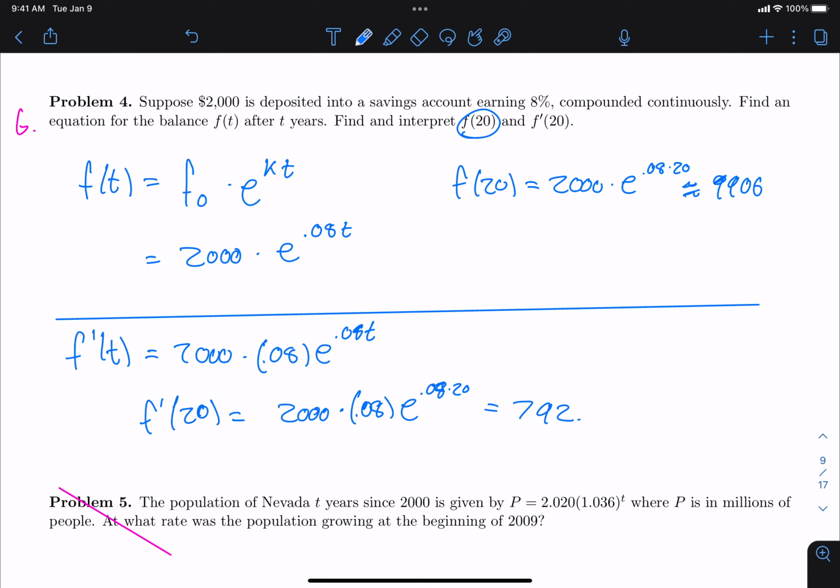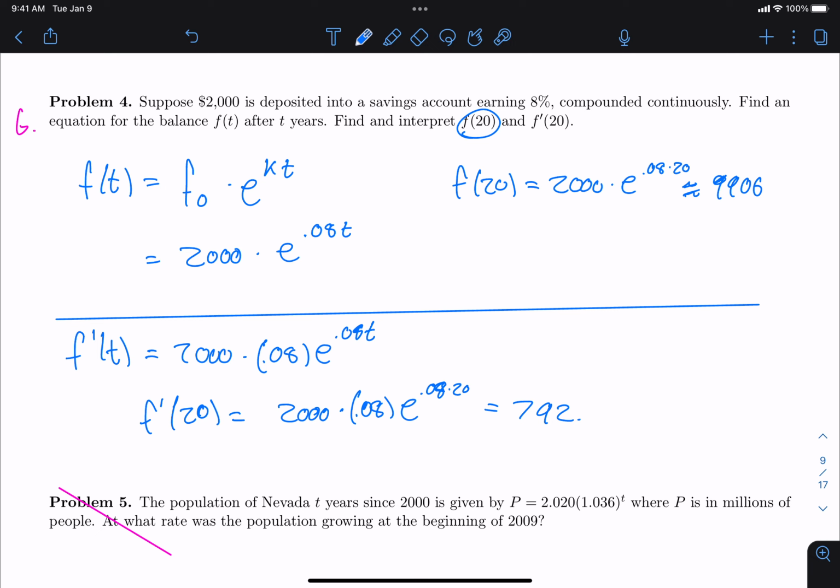Noah? It's one of the first years, $792 to be added to that. Okay, that's a pretty good statement there. I like it. So the statement was, on the 21st year, my bank account's going to go up by $792. The only thing I would add is I would probably say about $792, because that's to say basically we're doing a tangent line approximation. My bank account's probably going to go up by about $792 in the 21st year.